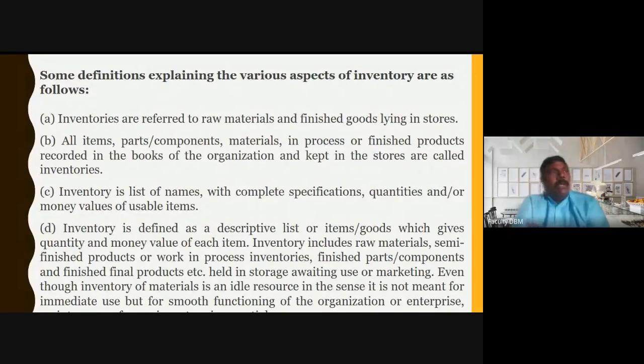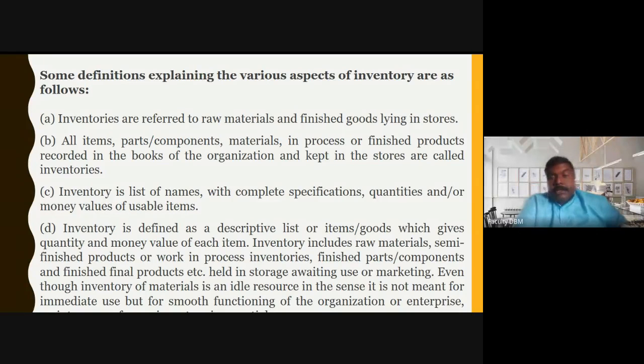This is what a generalization of inventory is: the raw materials and finished goods lying in the stores. The goods lying in the stores may be raw materials or finished goods. All the items, parts, components, and materials in process of finished products, recorded in the books of the organization and kept in the stores, are called inventories.